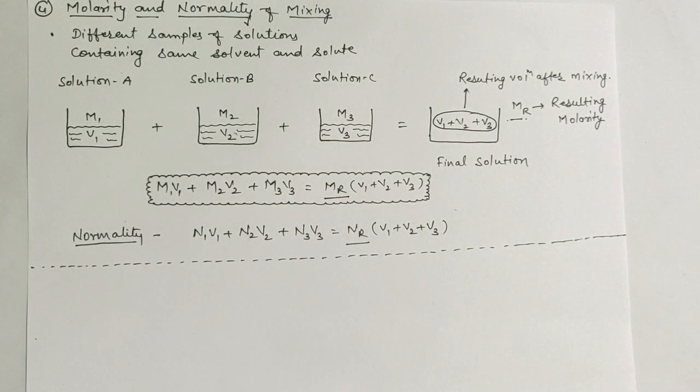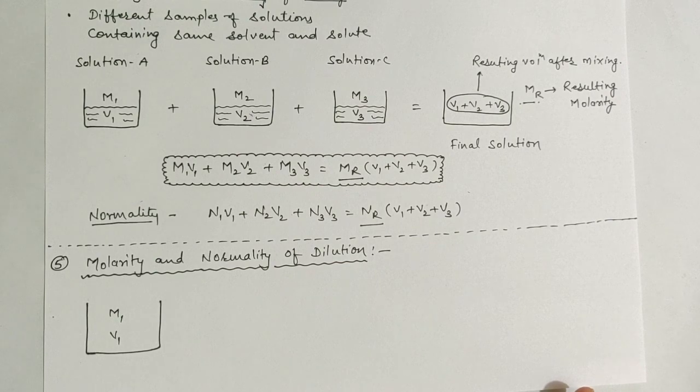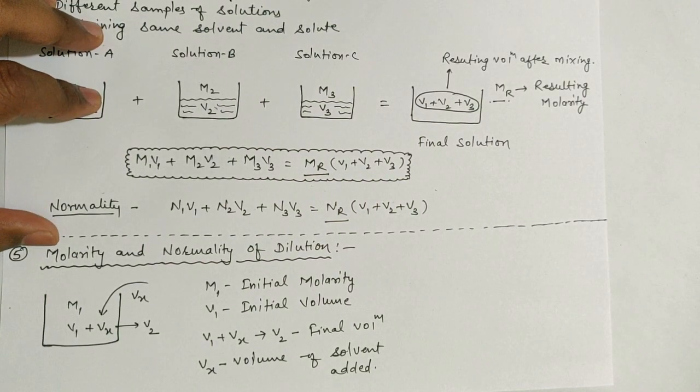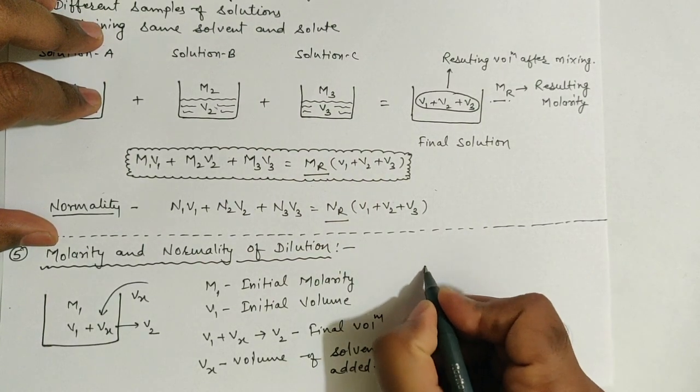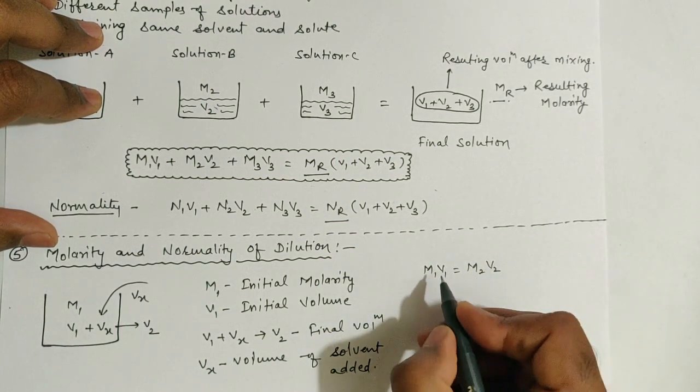Next relationship we are going to discuss is molarity and normality of the dilution. We have added some extra volume Vx into the solution, hence the solution will be diluted and the final volume will be equal to V2. Hence the molarity of the dilution will be M1V1 equals M2V2.